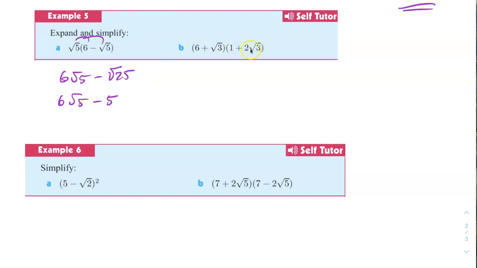Next one, you got to distribute here. So we're going to multiply this 6 by both of these. 6 plus 12 rad 3. Now keep in mind, 6 times this one, you only can multiply the 6 by the number on the outside. Radicals get multiplied by radicals, outside numbers get multiplied by outside numbers. So 6 only gets multiplied by the 2.